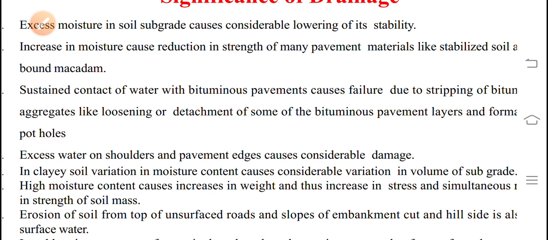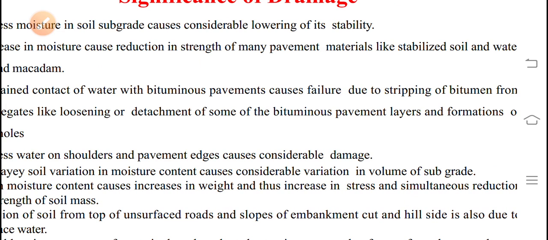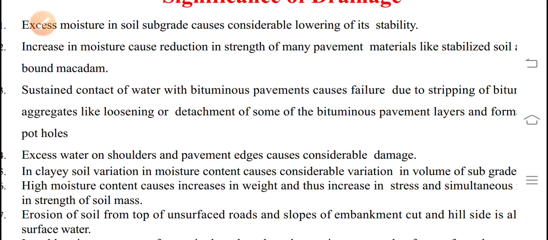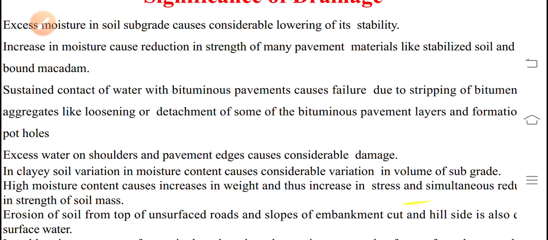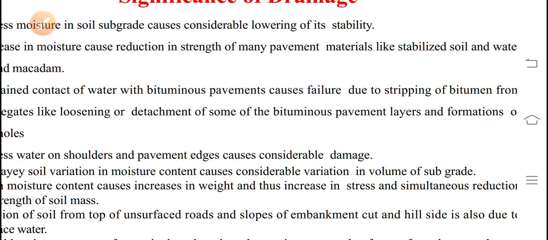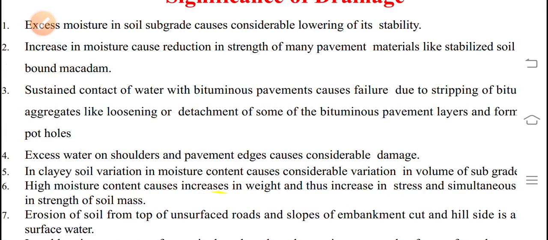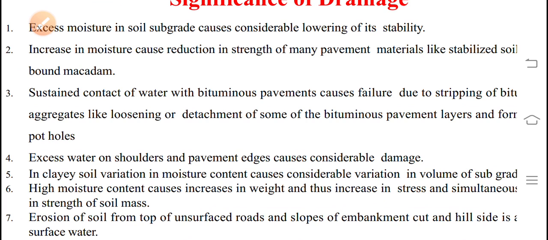High moisture content causes increase in weight and thus increase in stress and simultaneously reduction in the strength of soil mass. Could you understand this? As the moisture content increases, it causes increase in the weight and thus increase in the stress and simultaneous reduction in strength of soil mass. So as to reduce this, so as to increase the strength, water is required to be made nil.